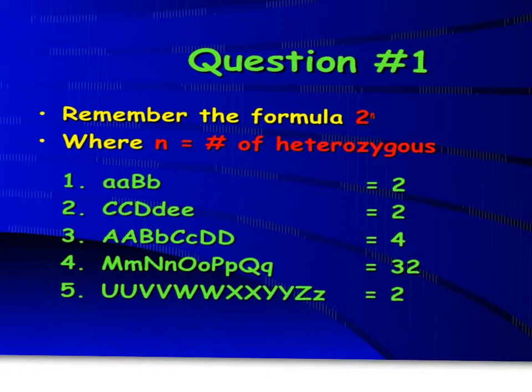So as you went through and you solved your gamete problems, hopefully you had 4 answers when you were looking at the number 3, the A, B, little b, big C, little c, D, D. For number 4, there would have been 32 possible answers. That one may have been a little difficult. And then number 5, you would have had 2 answers.